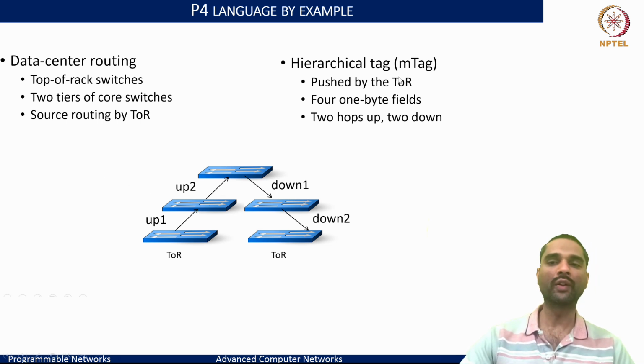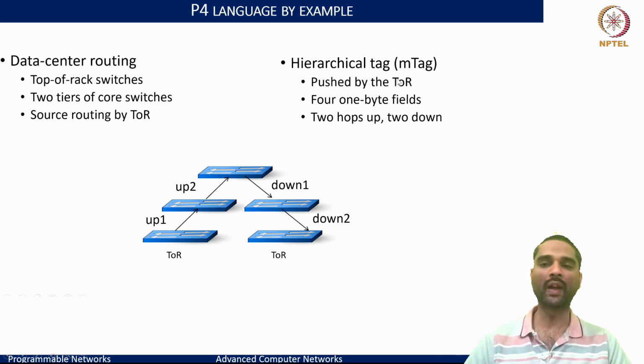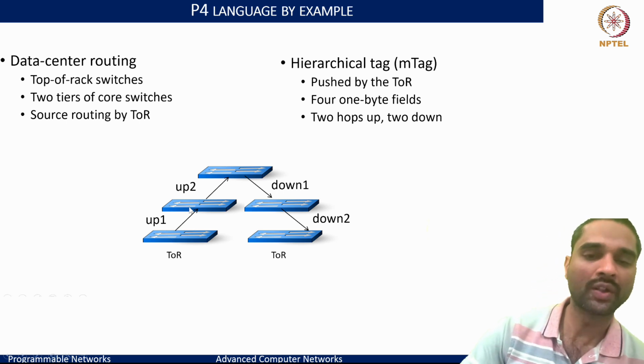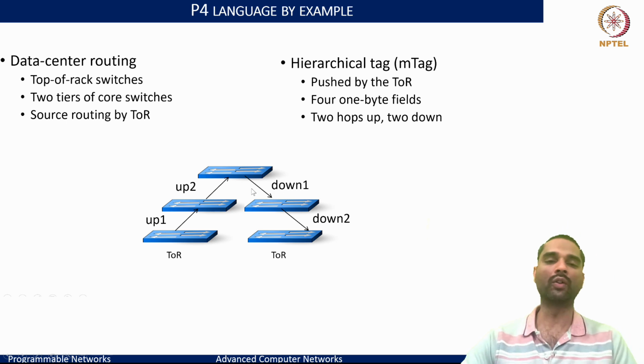Let's call that a hierarchical tag, or M tag, that we want to be considered within the packet. Based on this tag, we want to take a decision on which link we would want to send the packet. So up, down, down can be encoded as 4 bytes and be padded onto the packet header. As each stage takes a packet, it would take out the first tag, look at the next one, and then forward it accordingly.